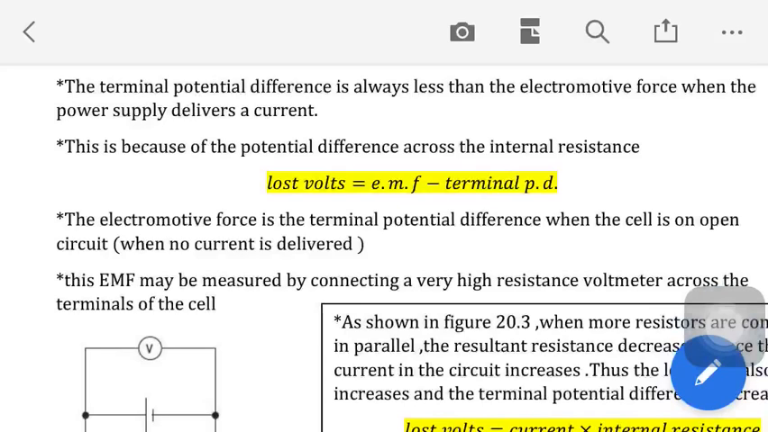Now, what if there is no current? Okay, now these three quantities are related. Now, how are we going to measure the electromotive force, that is the total potential.